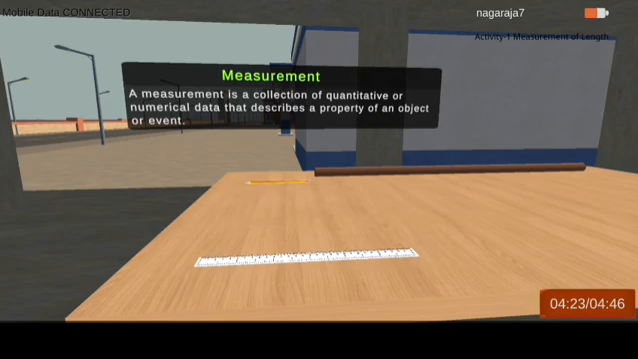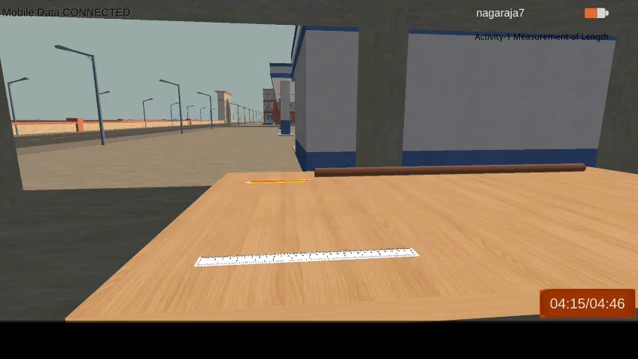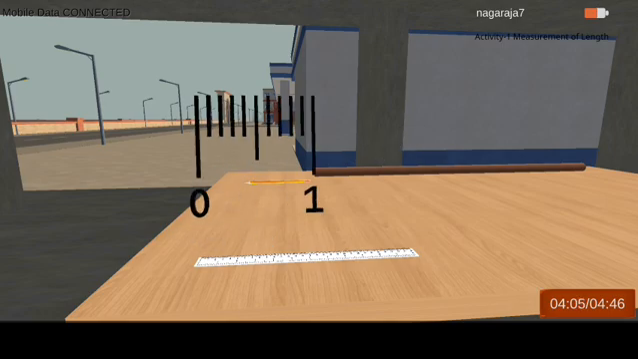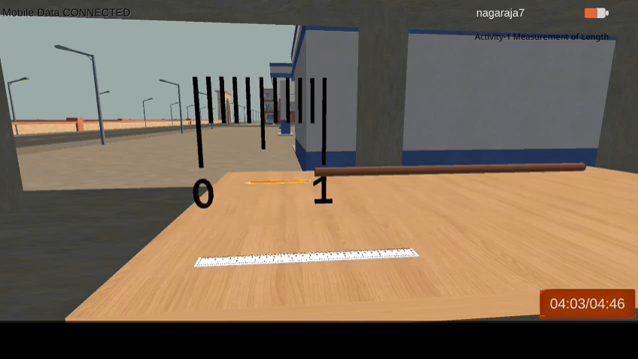A measurement is a collection of quantitative or numerical data that describes a property of an object or event. Let's understand. We can see here a medium-sized scale, a pencil, and a long wooden stick placed on the table. Observe the scale. We can see some lines on the scale.